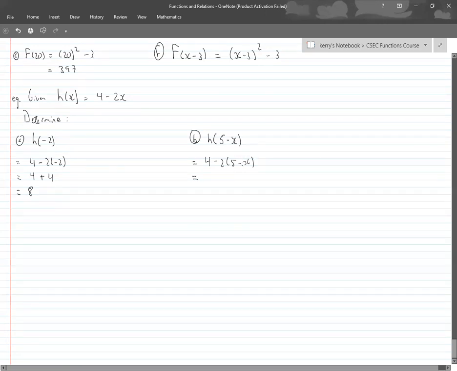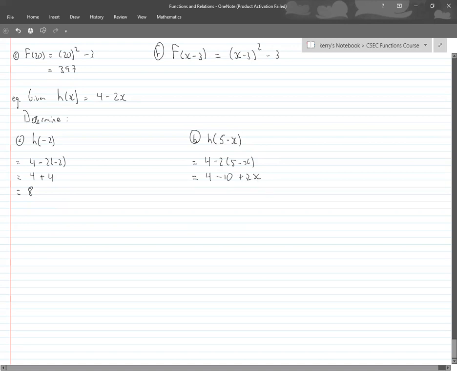The next step is O or E, which is order or powers or exponents. We don't have any powers here. So the next step now is division or multiplication. We have a multiplication here. This is -2 by these things in the brackets. So you have to expand the brackets first. So it becomes 4, -2 by 5 is -10, so -10. -2 and -x is +2x.